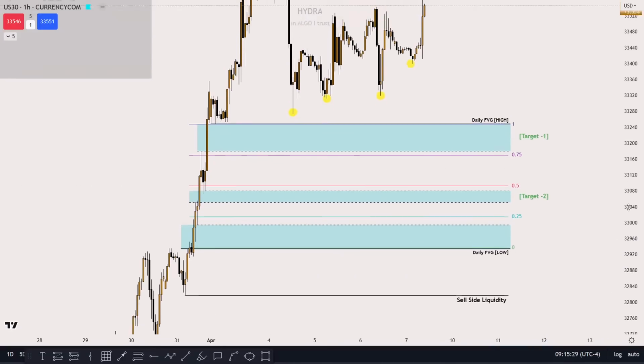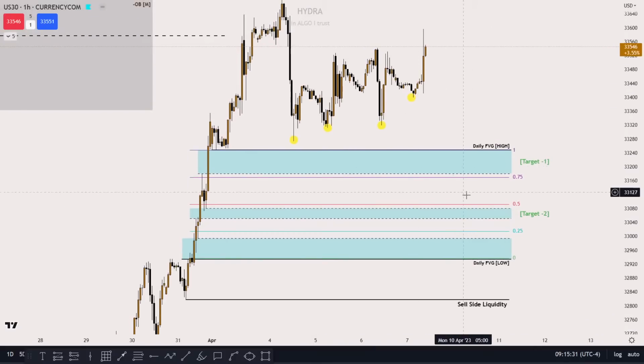And when do we expect price to reverse from a fair value gap, from the midway, right? If we are expecting a reversal, we don't want to see price closing a candle's body below the midway of these daily fair value gaps, right?